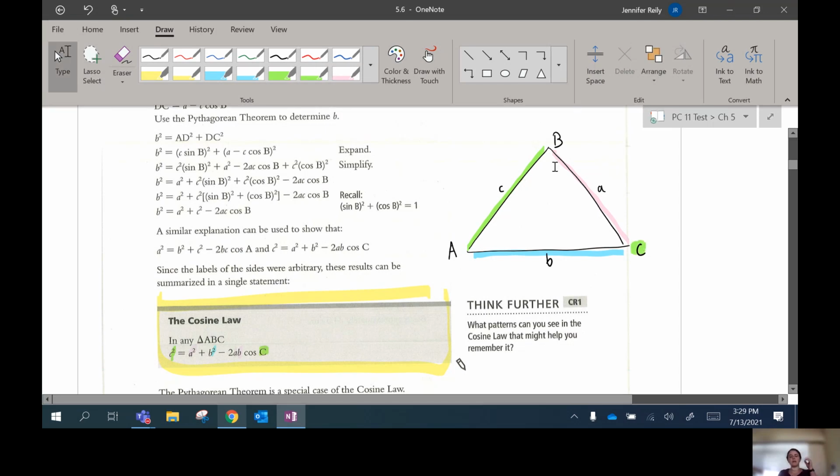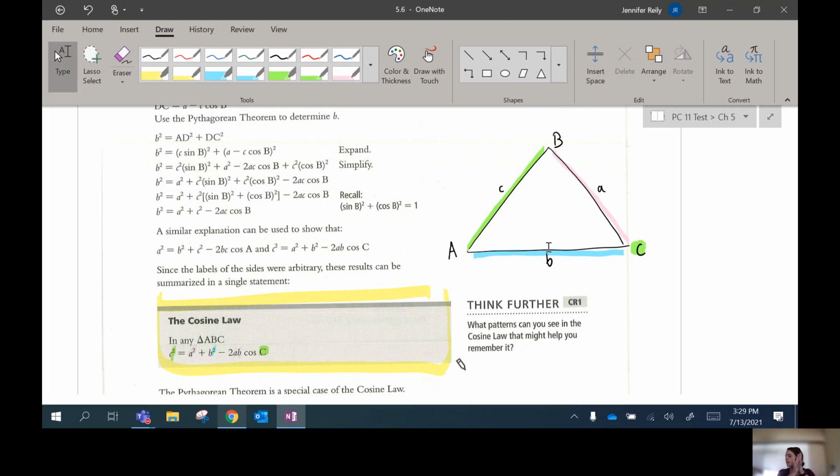So you want to use this law when you can't use the sine law, basically. When you don't have a ratio between one of the sides and the angles, like you needed for the sine law, you want to use this cosine law. So we're going to see two examples today, one where we're finding a missing side and one where we're finding a missing angle.